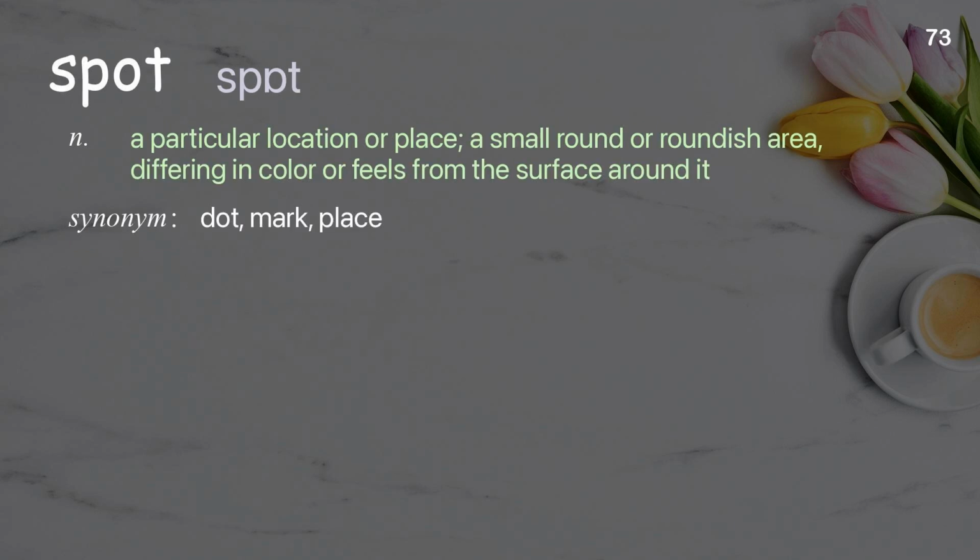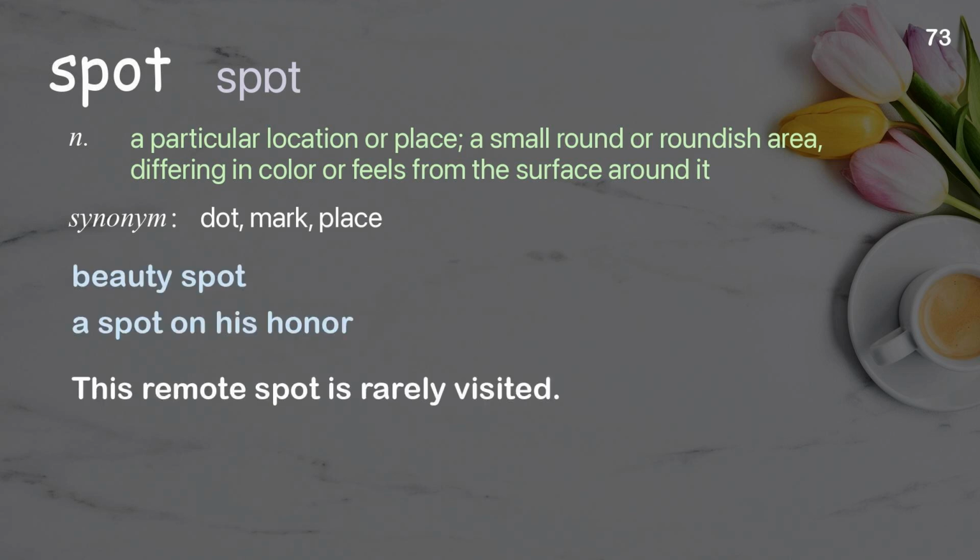Spot. A particular location or place; a small round or roundish area differing in color or feel from the surface around it. Examples: Beauty spot, a spot on his honor. This remote spot is rarely visited.